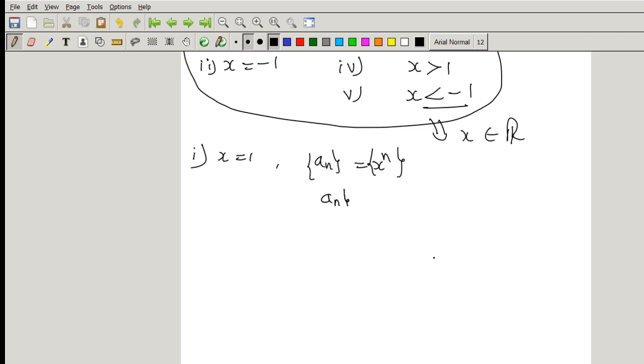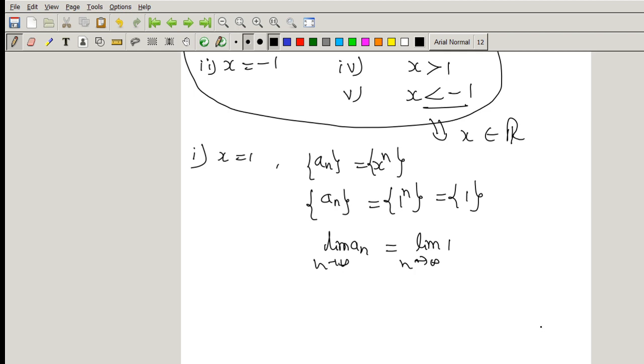So a_n is nothing but 1 power n. 1 power n is nothing but 1. Therefore, this is a constant sequence, or you can apply the limit. Limit of 1 as n tends to infinity is nothing but 1, which is a finite value. Therefore, the given sequence is convergent.